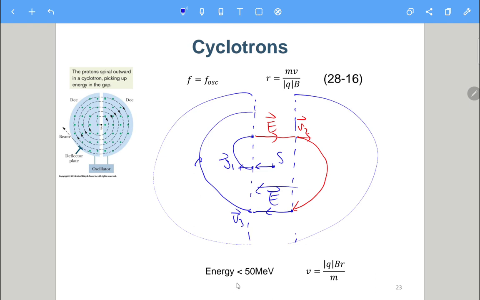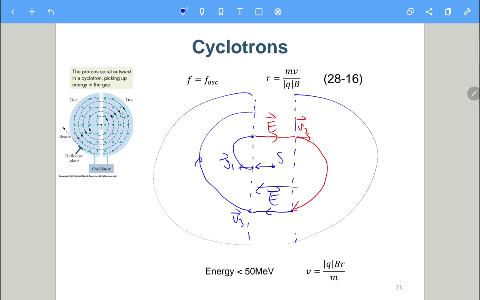It says the energy for this particle accelerator is small, less than 50 MeV. So just keep this number in mind. Actually, you don't need to memorize it. I just talk about some story here.